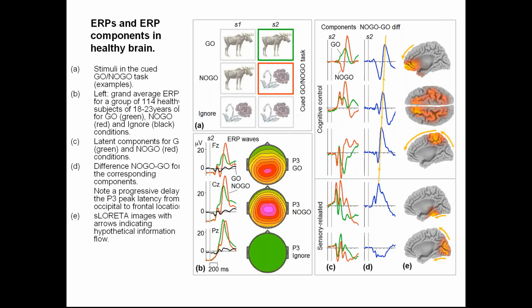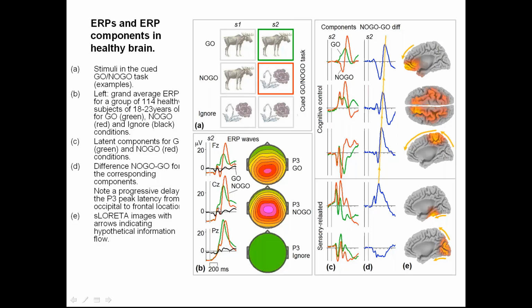Okay, the next slide. So suppose we have this cued go/no-go task that I showed you before, and we have, say, two categories of trials: go trials, two animals, animal, and the subject presses a button, and no-go trials, animal, plant, the subject is preparing, and then he has to withhold from pressing in response to the plant, and the ignore condition, when the first stimulus presentation is a plant, which means that the whole trial has to be ignored.